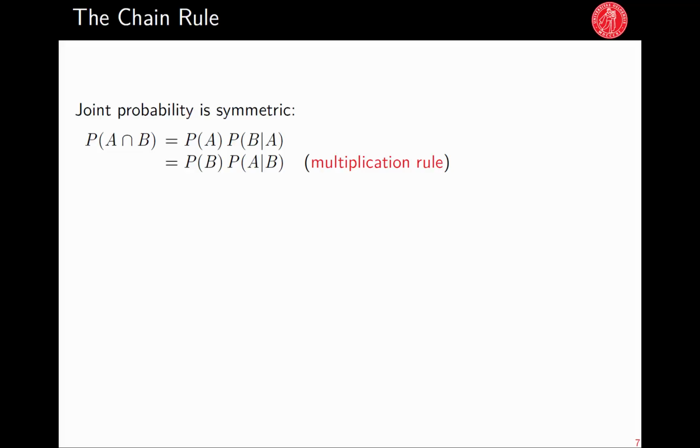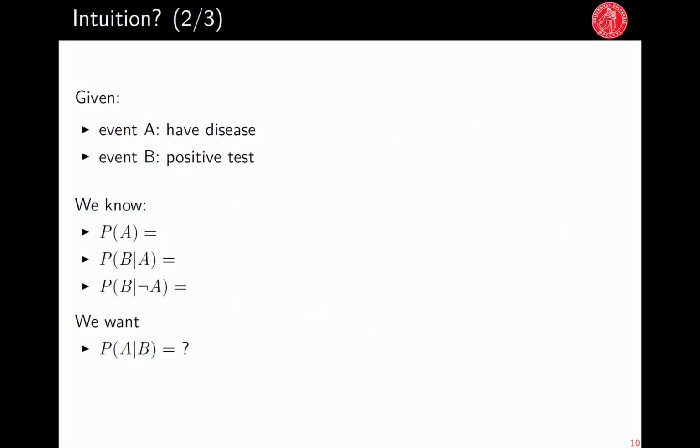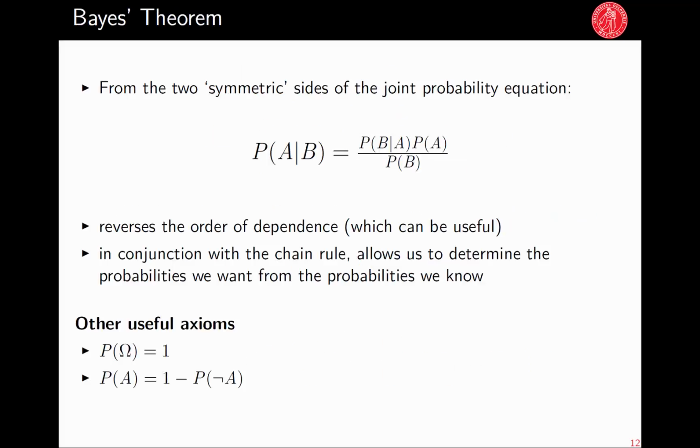So that gives me an equation that allows me to compute one conditional probability in terms of the other conditional probability and the probabilities of the two basic events. And that is the essence of Bayes' theorem, where we have just applied this transformation. We've divided both sides of that equation from the multiplication rule by P of B. And that gives us a way to compute P of A given B from P of B given A times P of A in proportion to P of B.